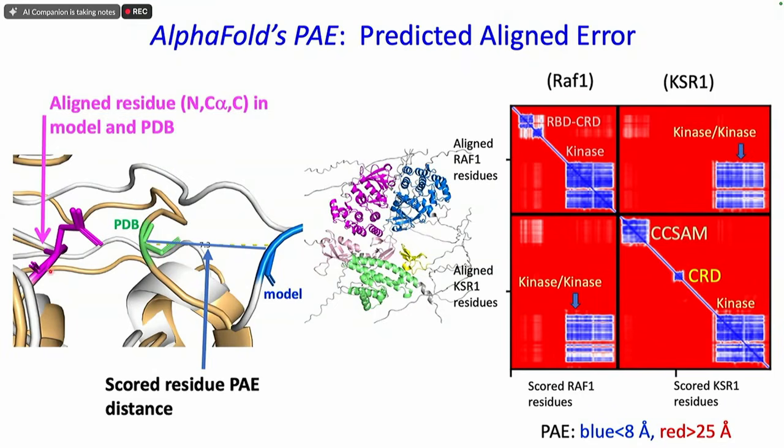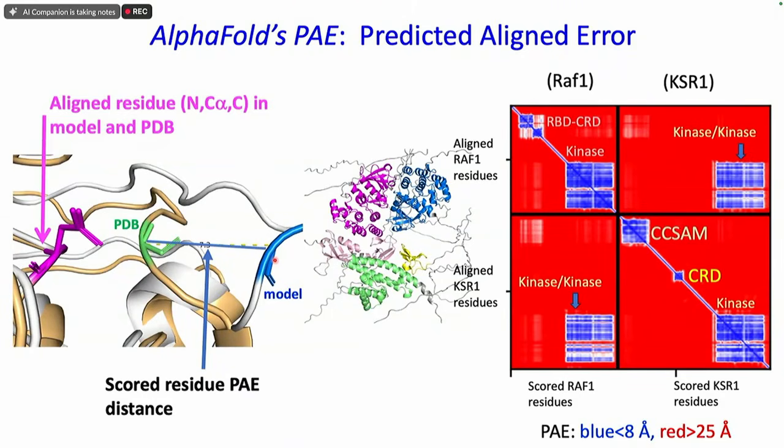It's the two magenta side chains. This is aspartic acid and a kinase. I've aligned the N, C alpha, and C. Now I'm going to look at another residue in the structure. And in the PDB, that position is here. In the model that AlphaFold is predicting, it's here. And so there's a distance between those.